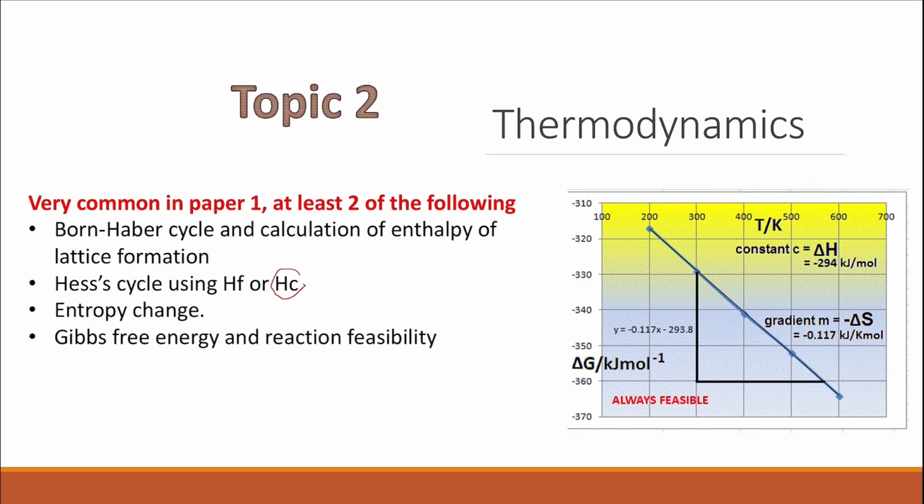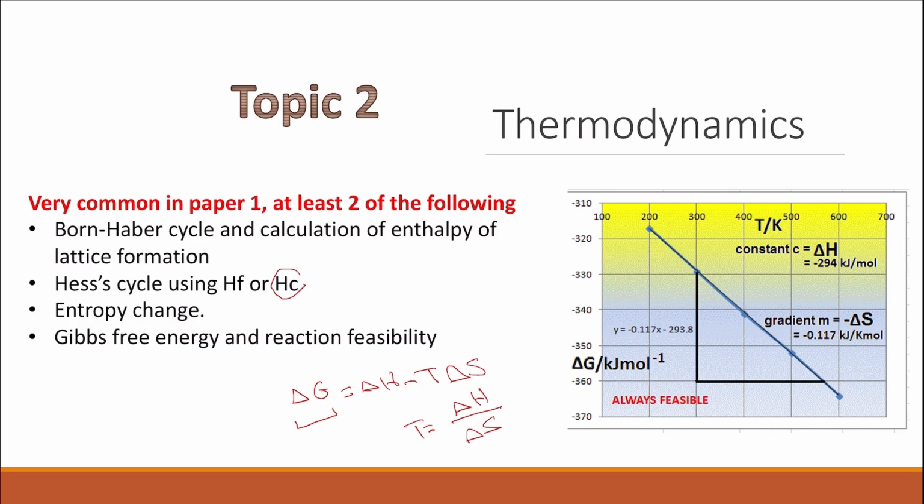Sometimes they give you a graph like this one on the right-hand side of the slide, which gives you the relation between ΔG and the temperature. As we can see from this equation, the gradient is minus ΔS, and the ΔH will be the y-intercept. Mostly you're going to calculate ΔS from the gradient, so you need to find the gradient of the graph, and for ΔH you can use the equation and then calculate ΔH from it.